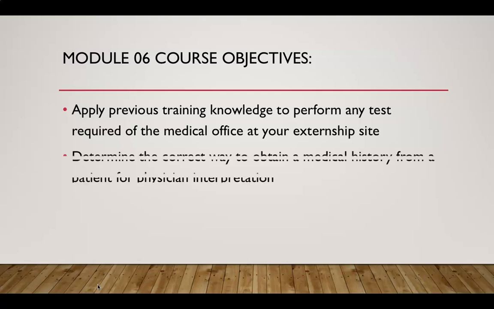The second objective is to determine the correct way to obtain a medical history from a patient for physician interpretation. And remember that this is different for everybody, but you need to find a way that works best for you, as well as gives you the ability to get all of the information from the patient and get it in a way that the physician can use it to their advantage. Hopefully at this point you all are rooming by yourselves. I know that some of you are done with externship, and that's okay. Obviously you guys had already reached that point. So those are the course objectives for this week.